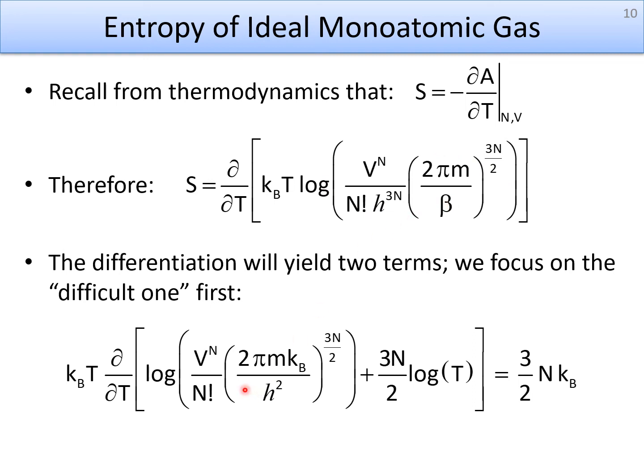So you notice that this is independent of temperature. So when we differentiate, this goes away. And then this term over here will give me 3n divided by 2 times temperature, right? Because the derivative of the logarithm is 1 over the variable. So 3n divided by 2 times temperature times kBT gives me 3 over 2 times n times kB.